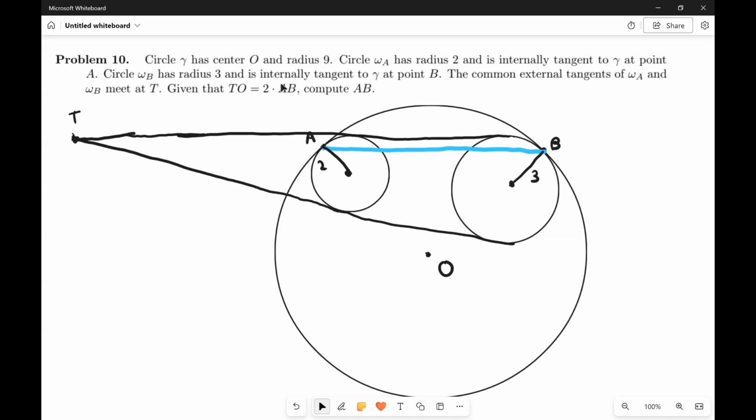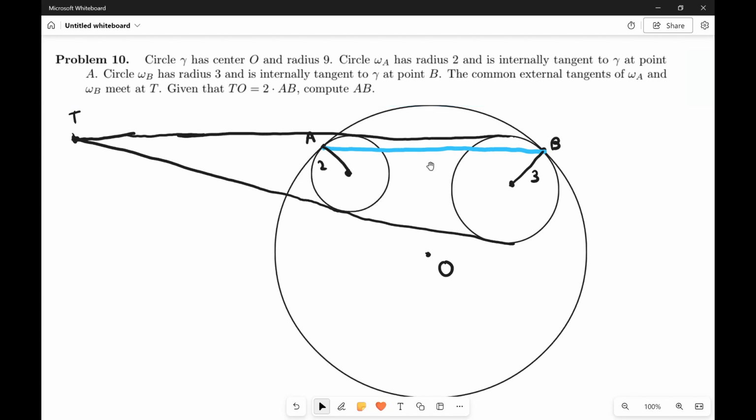Circle gamma has center O and radius 9. Circle omega A has radius 2 and it's internally tangent to gamma at point A. Circle omega B has radius 3 and is internally tangent to gamma at point B. The common external tangents of omega A and omega B meet at point T. Given that TO is equal to 2 times AB, compute AB.